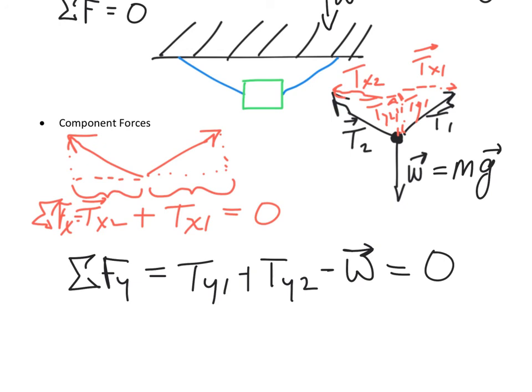All right, so there are some examples of component forces, Newton's first law, balanced forces. That's basically the sum of it. Total force equals 0.